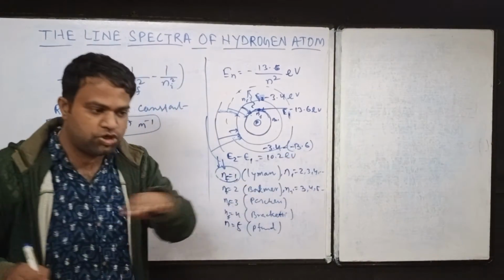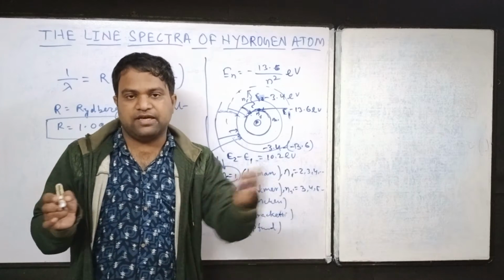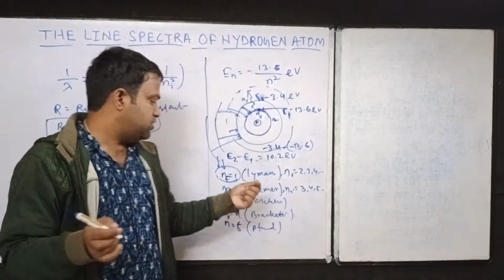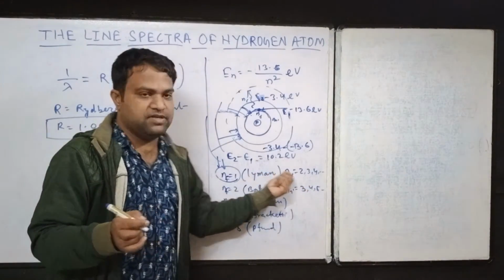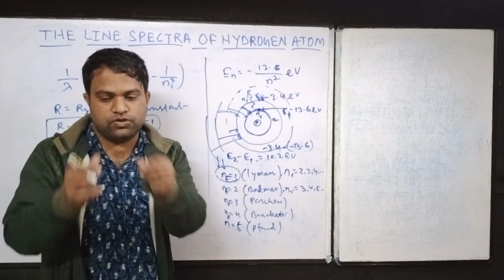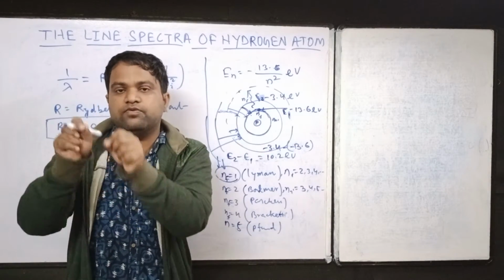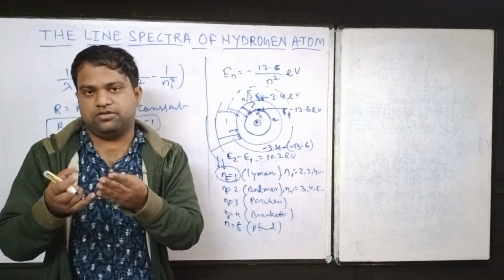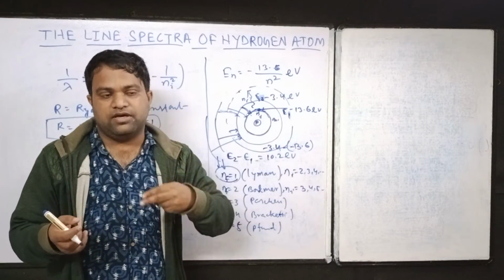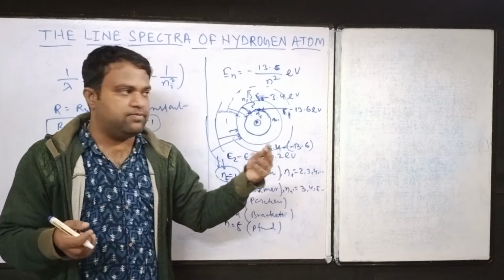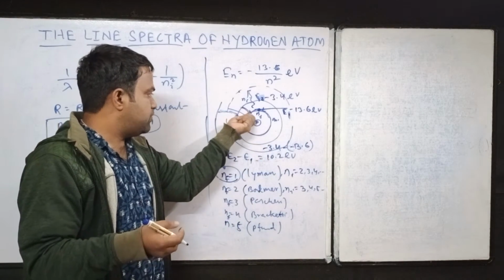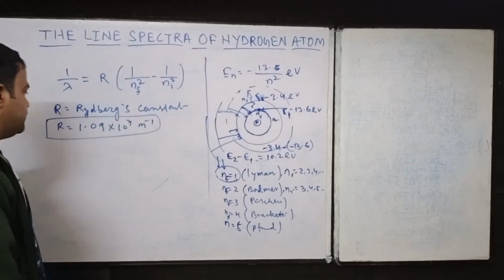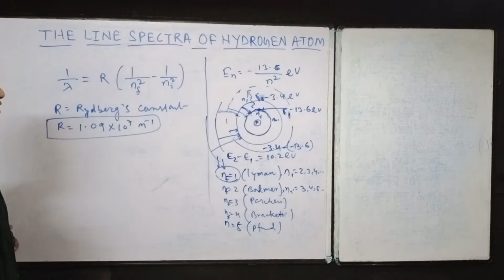That series of wavelengths is called a spectrum, and that spectrum is named Balmer series, Lyman series, and so on, right? That series will have different wavelengths. When it jumps from third to first, it will emit light with a different wavelength, and when it goes from a lower orbit to a higher orbit, it will absorb the energy, which we have discussed in the last video also.